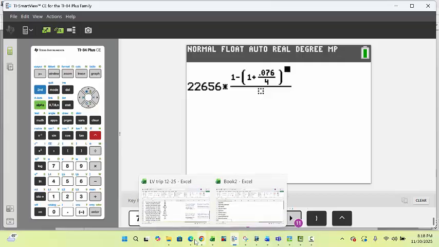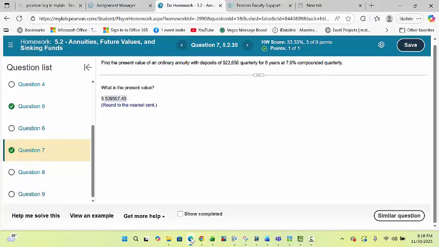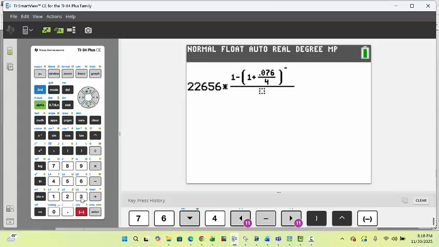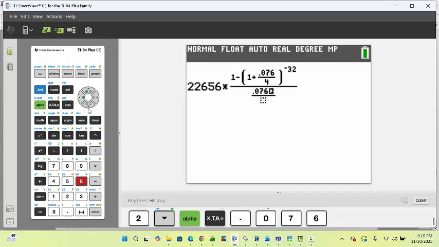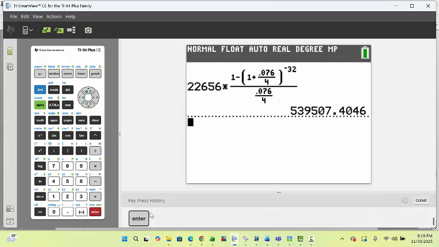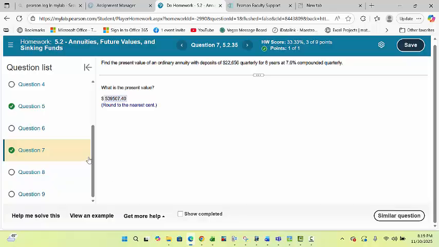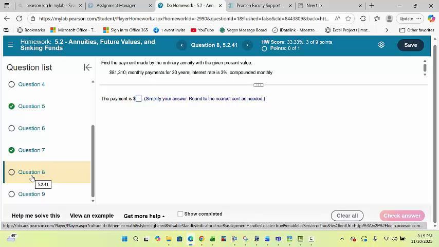And it was quarterly for 8 years, so it's negative 32. And then the interest rate on the bottom, 0.076 divided by 4. There it is, 539,507.40. So you can pretty much do these however you want. A couple more left. I'm going to just see if any of them stands out.